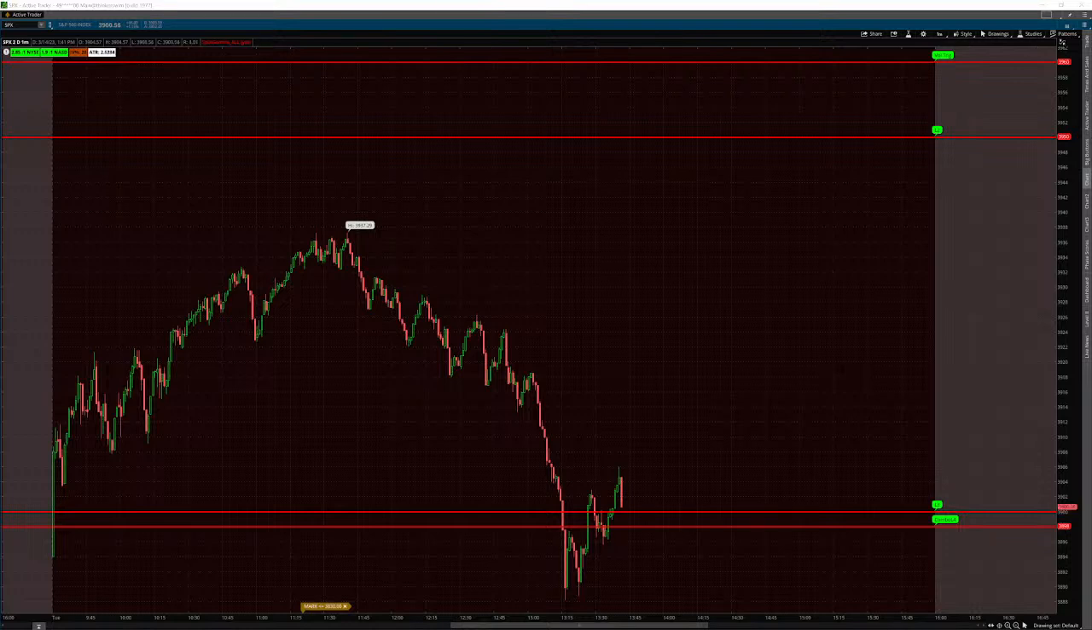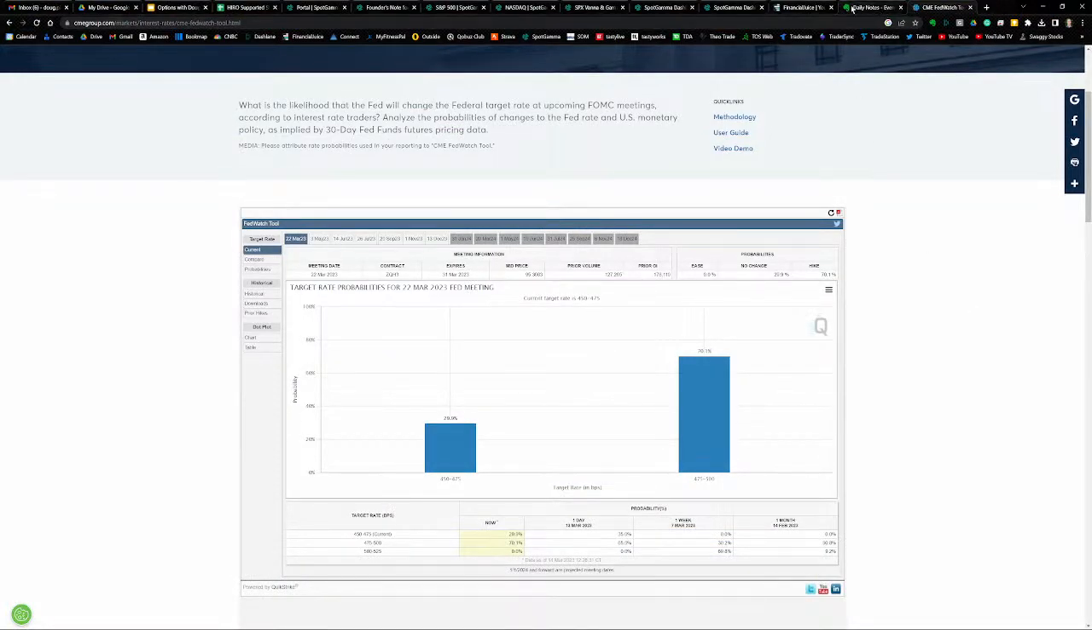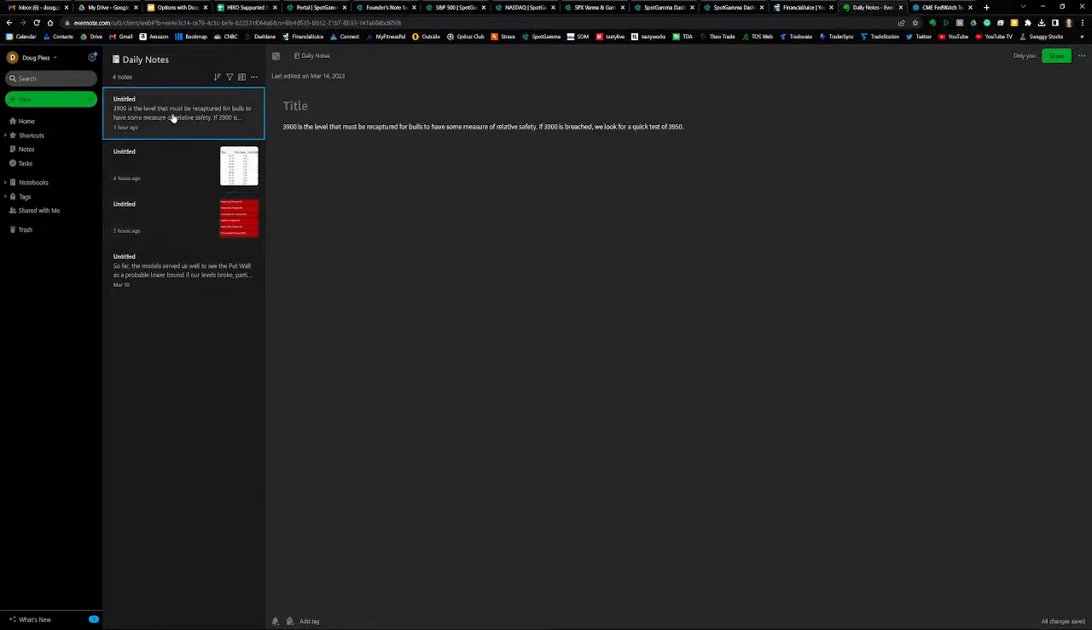Okay, just want to point out one note that was in the Spotgamma AM Founders note about the 3,900 level. And that's this note right here. This is just a snippet from the Spotgamma AM Founders note that is full of very useful information, noting that the 3,900 level must be recaptured for the bulls to have some measure of relative safety, and looking for a test of 3,950 if 3,900 is breached.